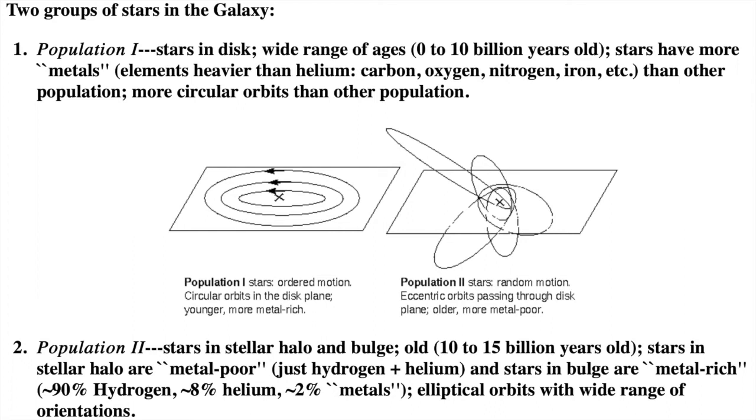Population 2 stars are in the stellar halo and bulge. They are old. Ages range from 10 to 13 billion years old, so they have masses less than or equal to 80% of our Sun's mass. Their orbits are much more randomly oriented than the population 1 orbits and are highly elliptical. The halo stars are metal poor with 0.001 to 0.03 times solar abundance, but the abundance increases inward toward the center. The bulge stars are metal rich, with abundances of 1 to 3 times that of the Sun.